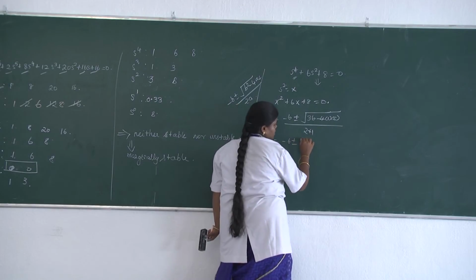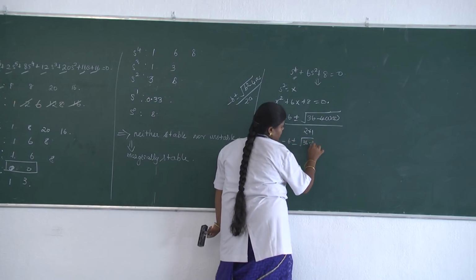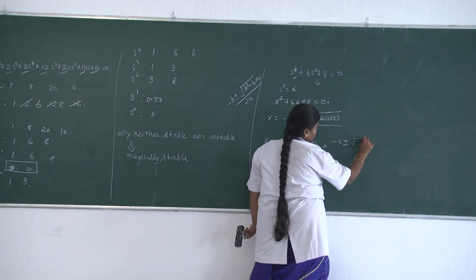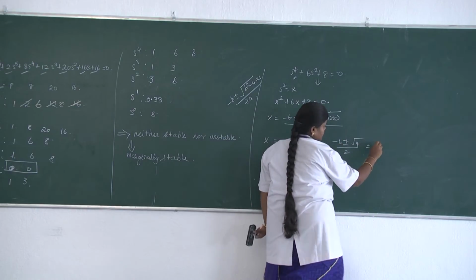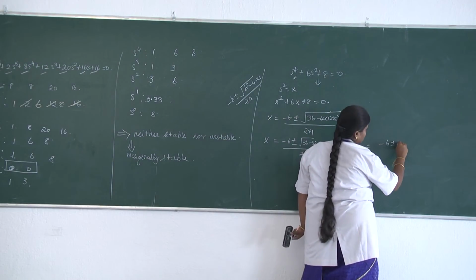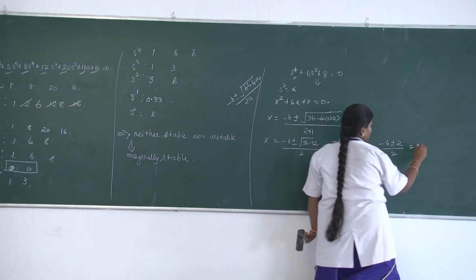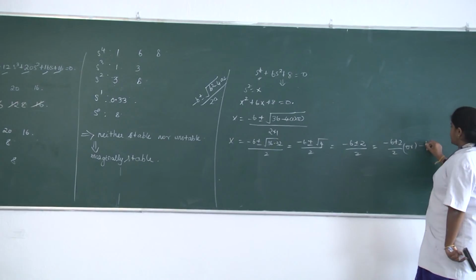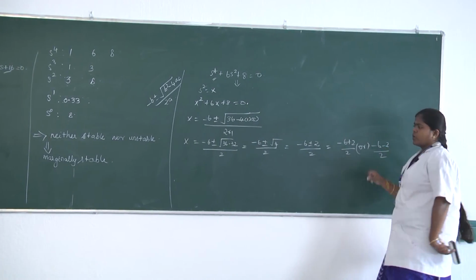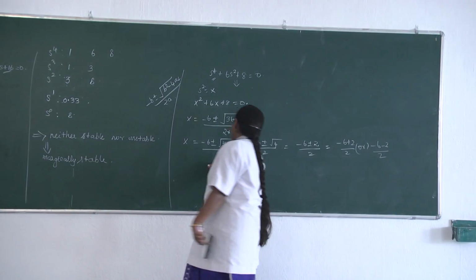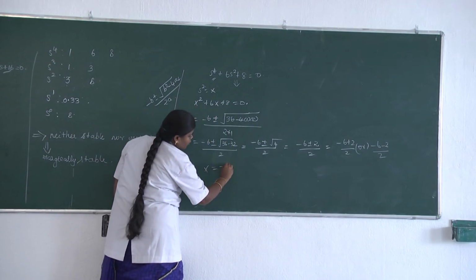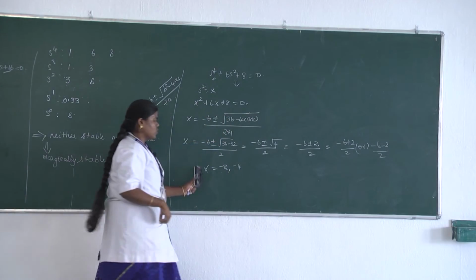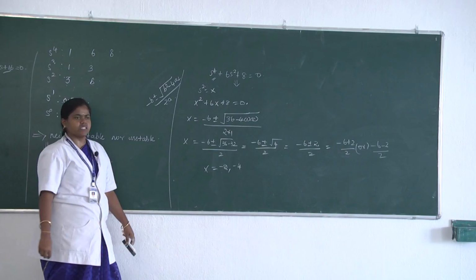or minus root of 36 minus 32 divided by 2, which is equal to minus 6 plus or minus root 4 divided by 2, which is equal to minus 6 plus or minus 2 by 2, which is equal to minus 6 plus 2 by 2, or minus 6 minus 2 by 2. And hence x is equal to minus 4 by 2, which is equal to minus 2, or minus 8 by 2, which is equal to minus 4. So x is equal to minus 2 or minus 4.